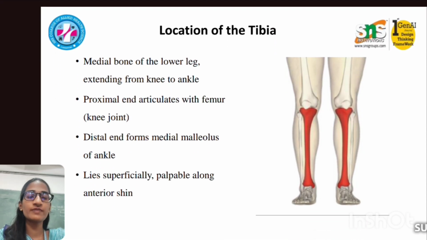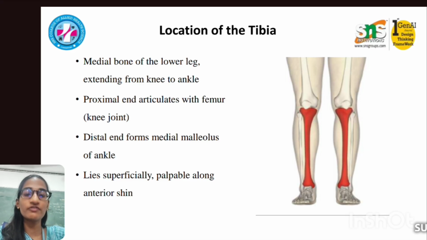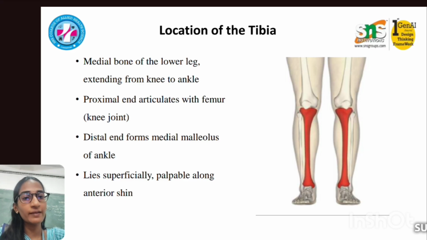The location of tibia is that it is the medial bone of the lower leg extending from the knee to ankle. And also we have proximal end and distal end along with the shaft. These are the three main parts of the tibia, that is proximal end, distal end as well as shaft. The proximal end articulates with the femur and forms the knee joint, while the distal end forms the medial malleolus of the ankle. It lies superficially, palpable along the anterior shin.